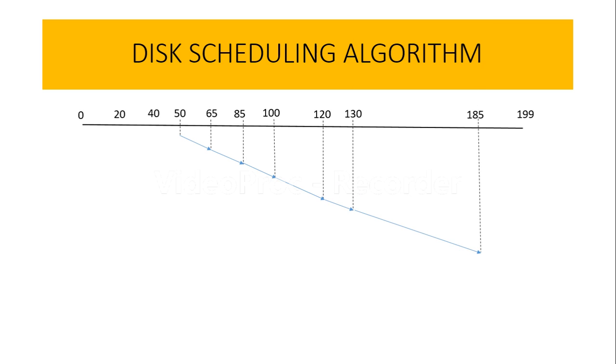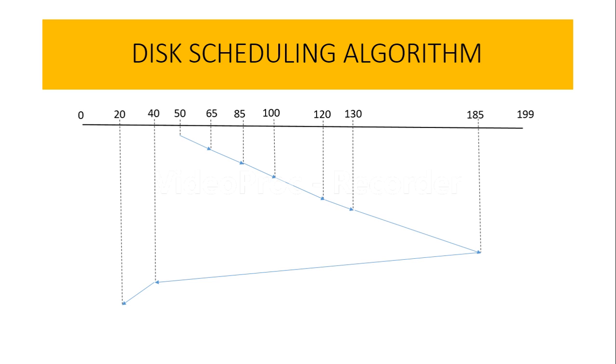Now after processing track number 185, we don't have any track beyond it which needs IO operations to be performed. So now the read write head will change its direction, reverse its direction, and start processing all the tracks which fall on the left hand side of track number 185. Only two tracks remain, that is track number 40 and 20. So it will process track number 40 first, followed by track number 20. This is the way in which the scan algorithm works. I hope you people understood this one.